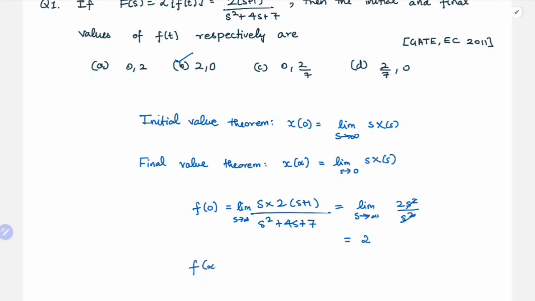Still, we'll just find the final value. s into (2s plus 1) by (s square plus 4s plus 7). So if you substitute s equals 0, what do you get? 0 into (2 into 0 plus 1) by (0 plus 0 plus 7), which is nothing but 0. So 2 comma 0 is your answer.